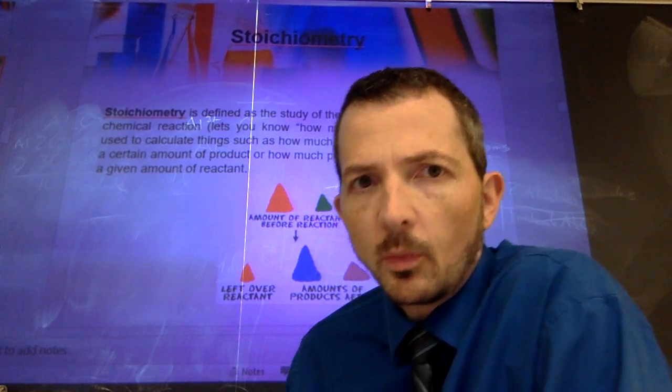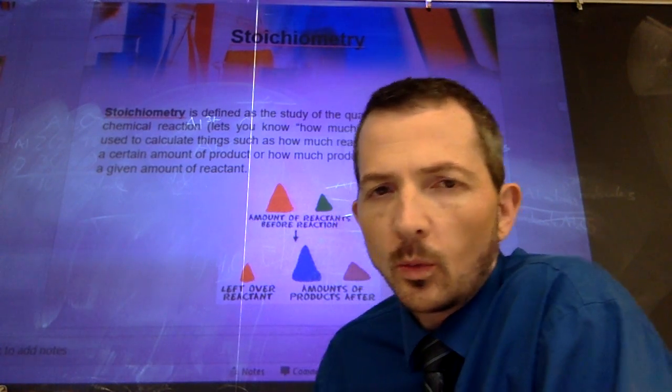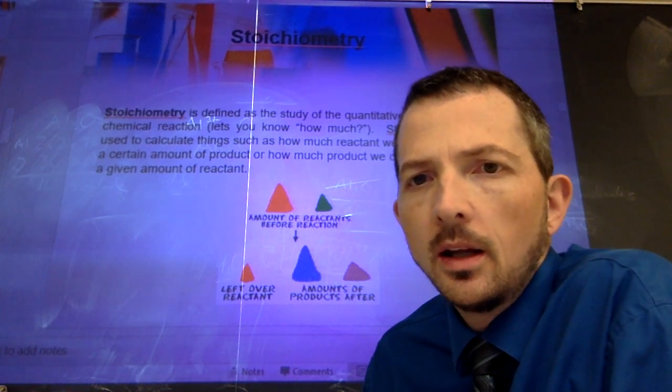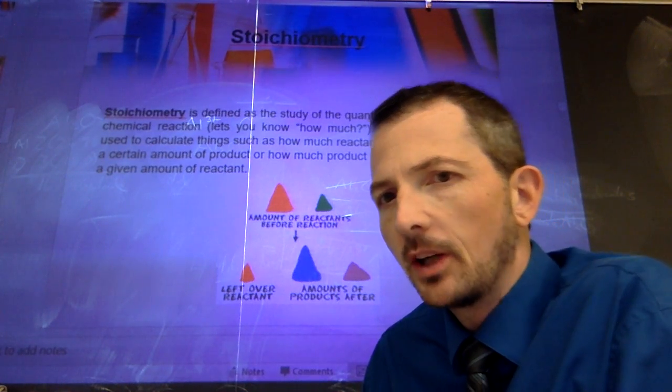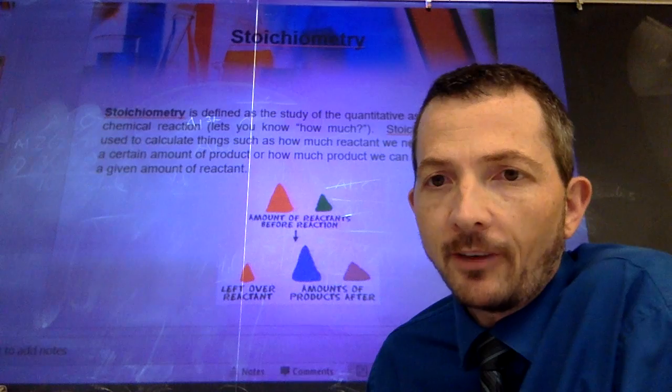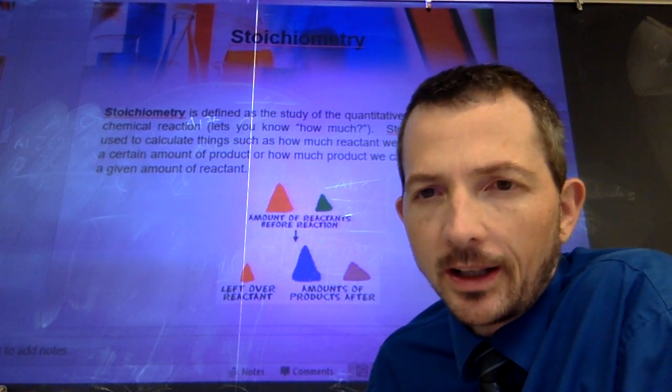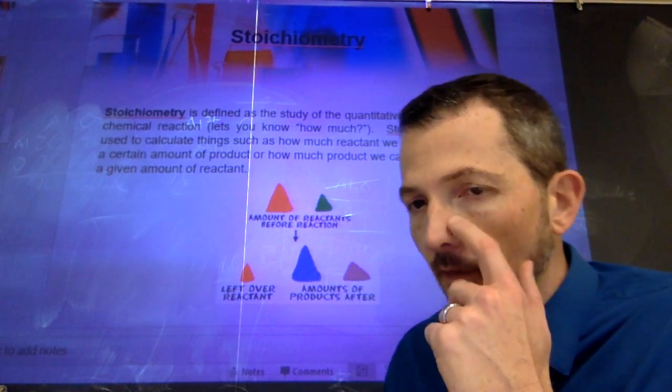And so what we're going to look at now is stoichiometry, so this is a big part of Module 4. So stoichiometry defines the quantitative aspects of a chemical reaction. So in other words, it lets you know how much. So questions like, how much reactant do I need to make a certain amount of product? Or if I use so much of this reactant, so much of this reactant, how much product can I expect to make?